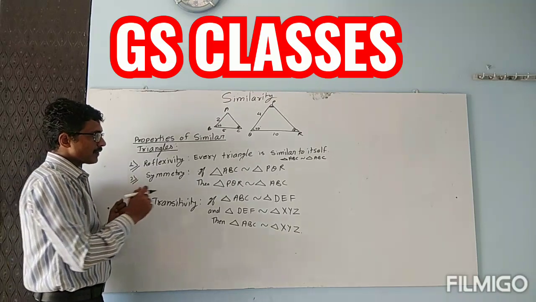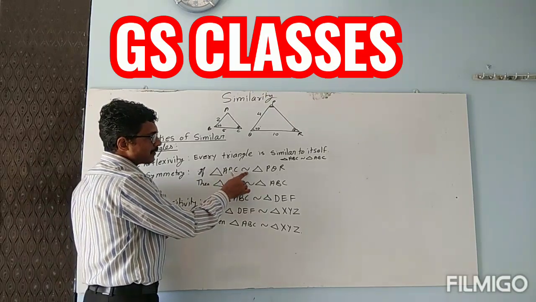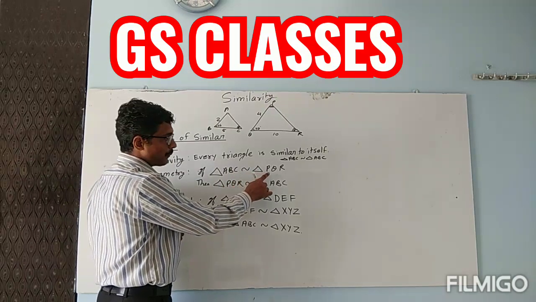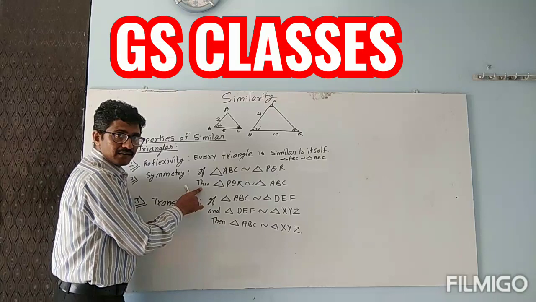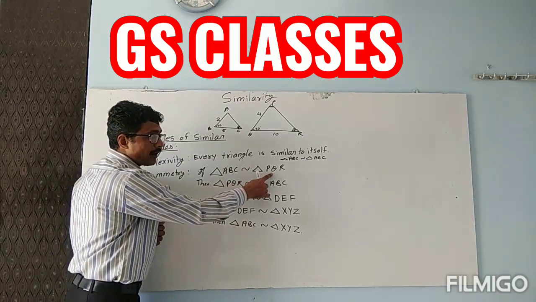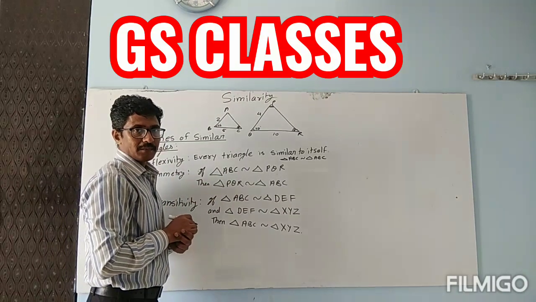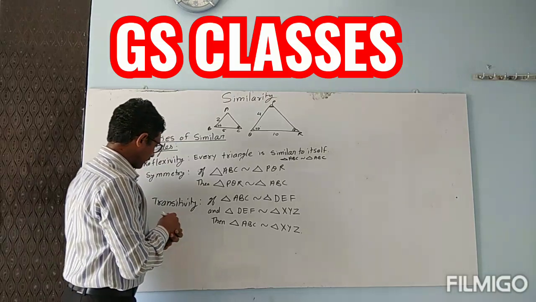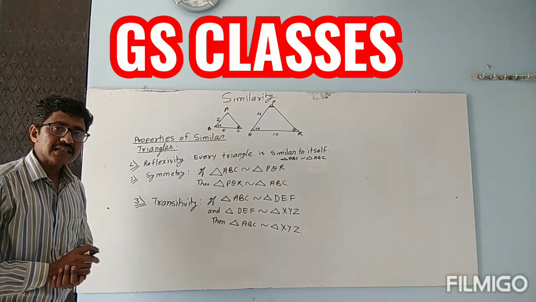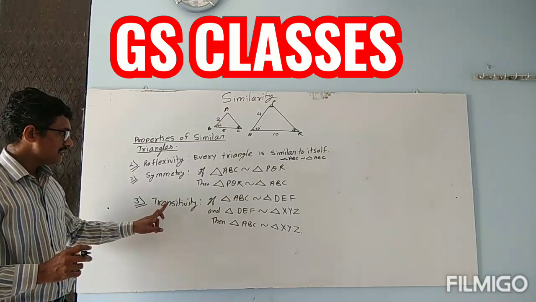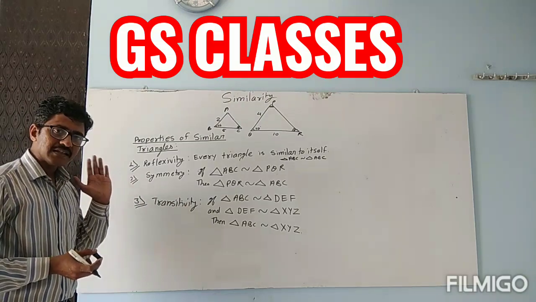Now second point, symmetry. Symmetry means if triangle ABC is similar to triangle PQR, then triangle PQR is similar to ABC. That is known as the property of symmetry. Now third one, the property of transitivity.